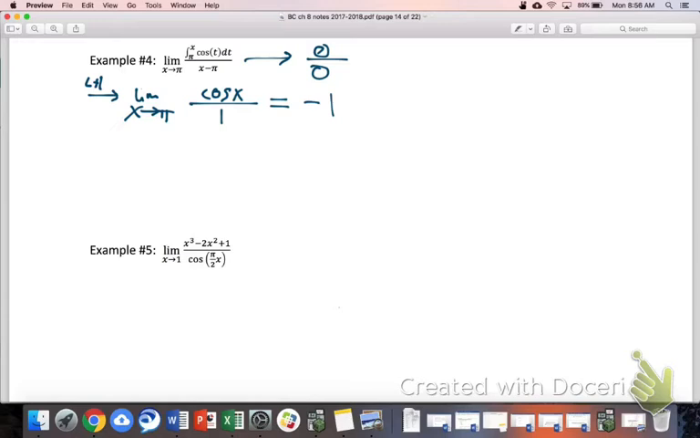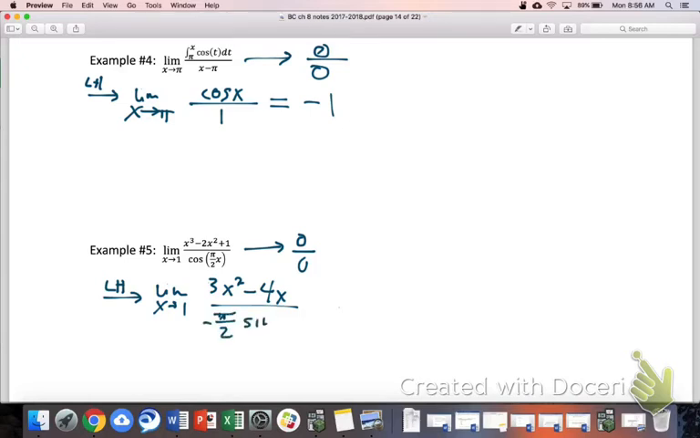Try to evaluate it. Did you guys get an indeterminate form right away? So 0 over 0. Okay, so then we're going to try to use L'Hopital's rule. And when you use L'Hopital's rule, you get, so let's see here, 3x squared minus 4x over... no, what am I doing? I'm integrating. How about pi over 2 times negative sine of pi over 2 x.